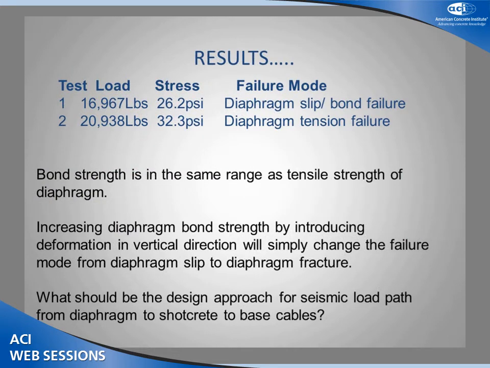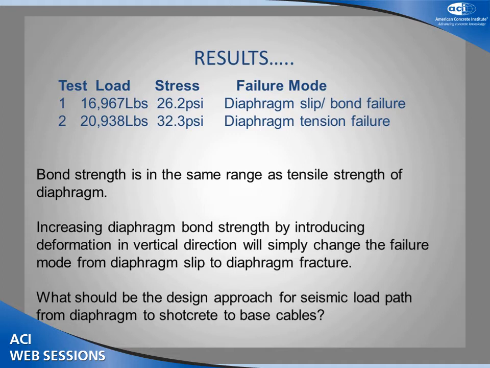So if you look at it in terms of numbers, we had about 17,000 pounds corresponding to 26 psi for diaphragm slip, and in another one we had 21,000 corresponding to 32 psi for diaphragm tension failure. Right away you can see that the bond strength is in the same range as the tensile strength of the diaphragm, and there is no magic to it. You can do the numbers and you'll see that right away. For this type of diaphragm, if you were to increase the bond strength by doing anything that you want to do, you are not going to go too far, at most to 32.3 psi that you see.